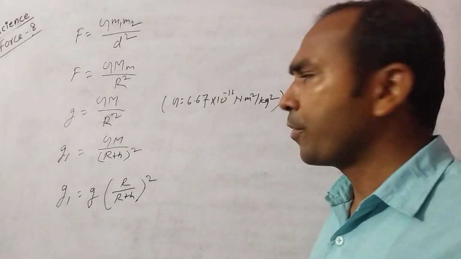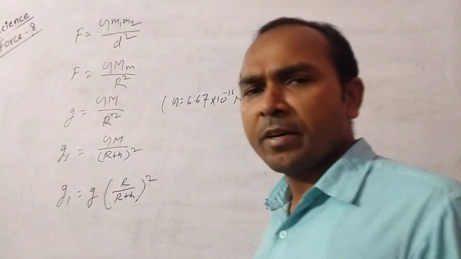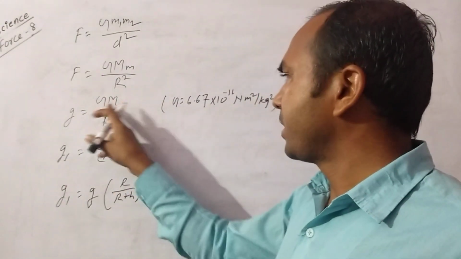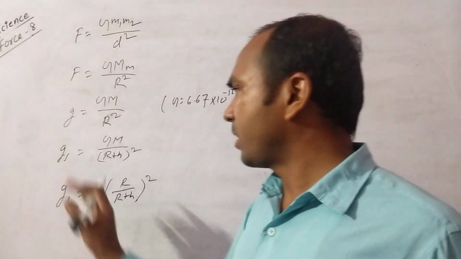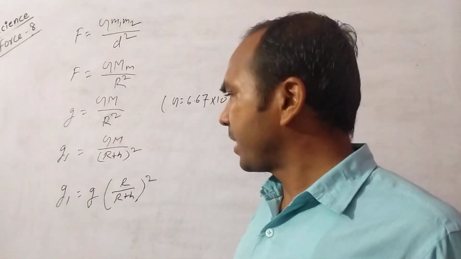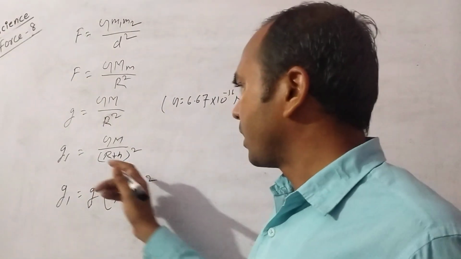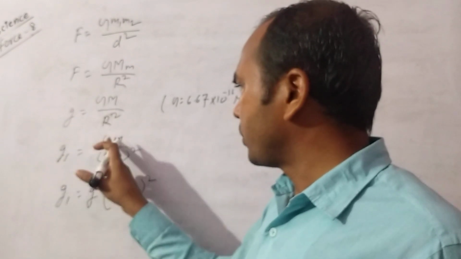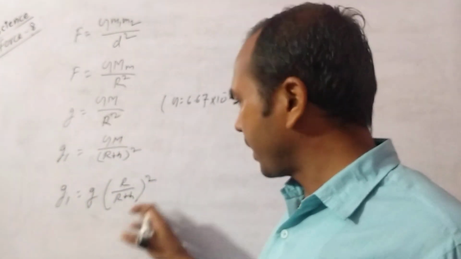Another, when we have to find the acceleration due to gravity of any heavenly body, then we require its mass and radius: G M by r square. Another, when we have to calculate the acceleration due to gravity at a height from the earth's surface, then its value decreases, as we already know, and that value is equal to G M by r plus h, whole square.